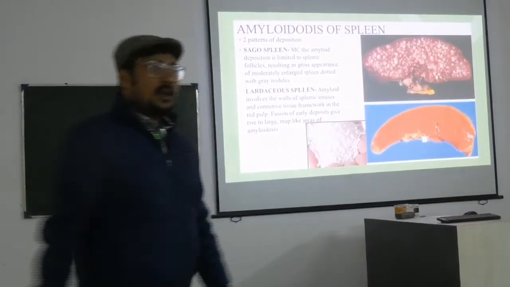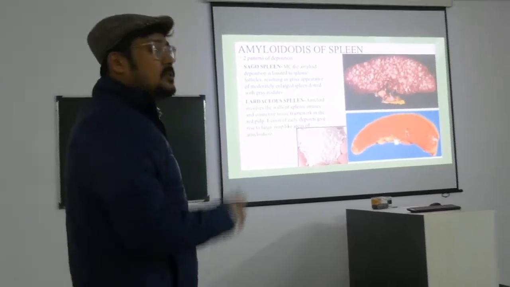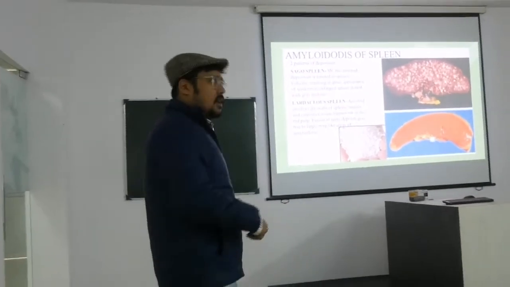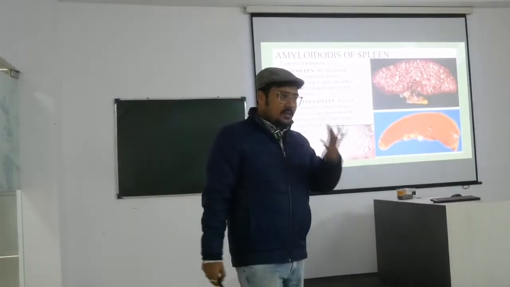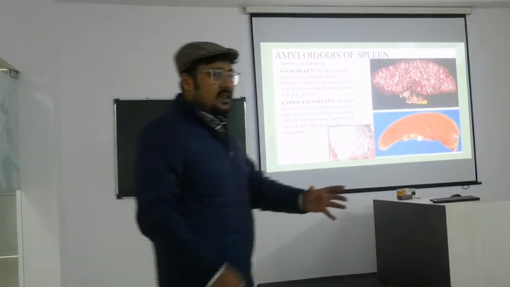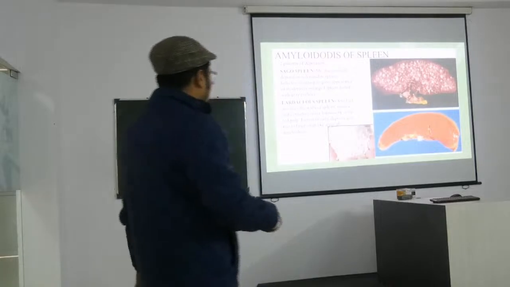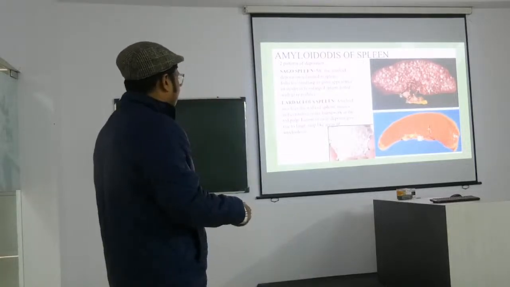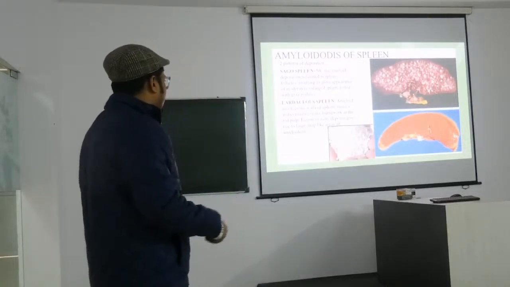So where does the amyloid deposit in sago spleen? In the splenic follicles. The spleen is a lymphoid organ, so it contains lymphoid follicles. In sago spleen, amyloid tends to deposit in the splenic follicles, resulting in a moderately enlarged spleen.